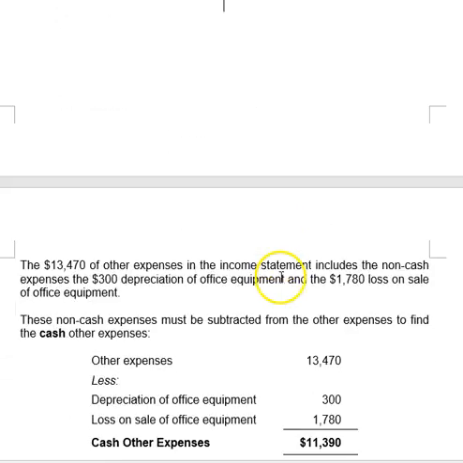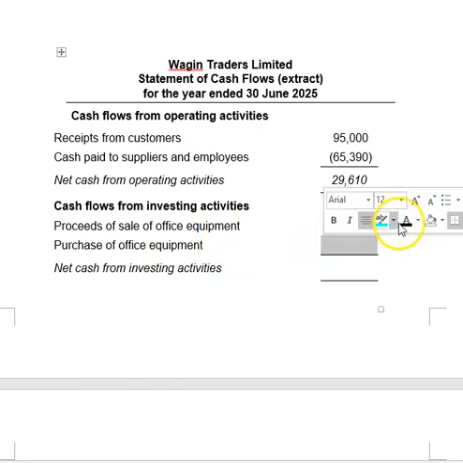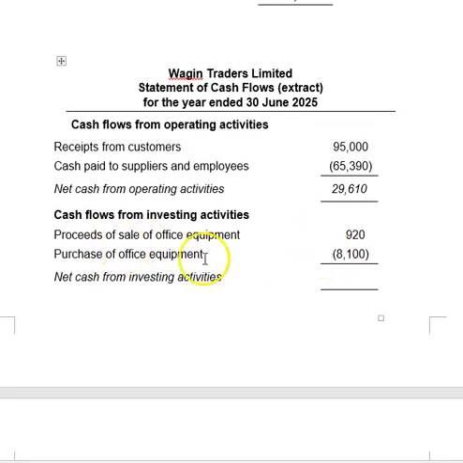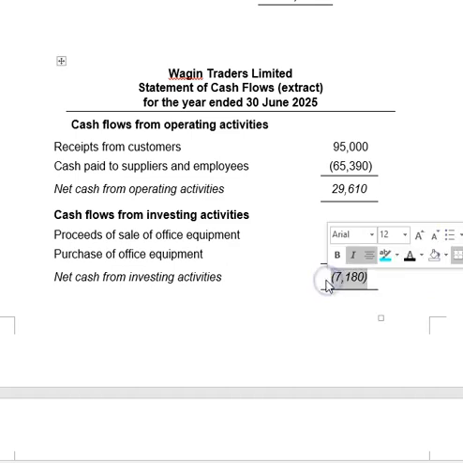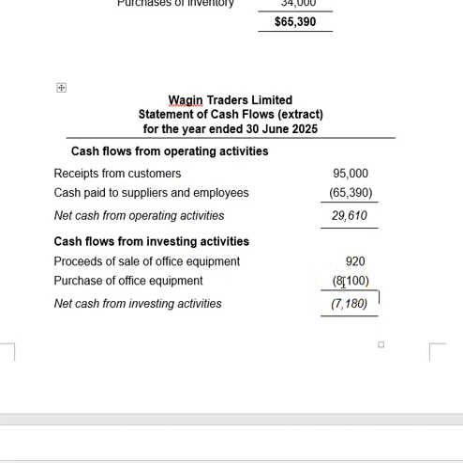So under investing activities, you will have purchase of office equipment. I spent 8,100 to purchase my new office equipment. So 920 minus 8,100 equals negative 7,180. So this is how you prepare your operating activities and investing activities for this question. I need to remind you again that every question is unique and you need to do a lot of practice, a lot of exercises to make sure that you understand and you know how to do all these kinds of questions.